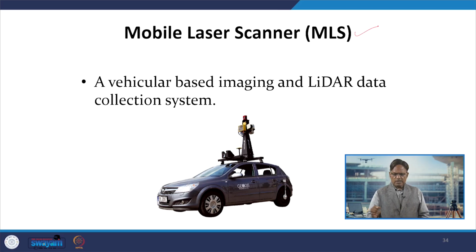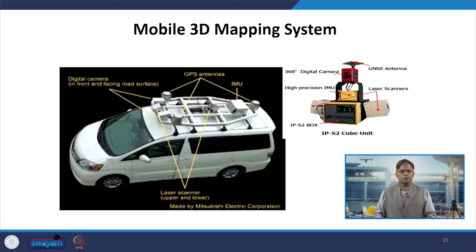The second category is the mobile laser scanner. We also collect the data once we install the entire system on a moving vehicle. So, it is a vehicular based mapping system where LiDAR, GPS and other devices, photogrammetric camera, all devices are mounted on the system. So, you can see the top roof of this particular vehicle. All the equipments are installed there, and this is a 360-degree camera.